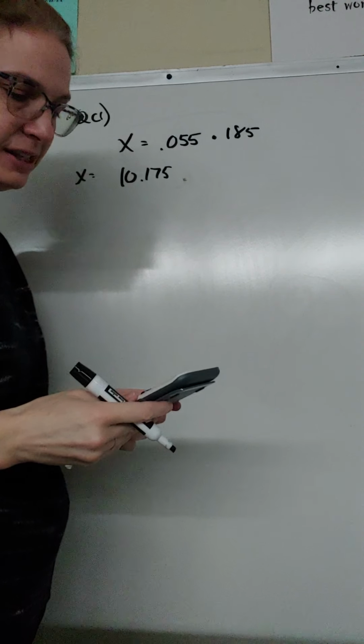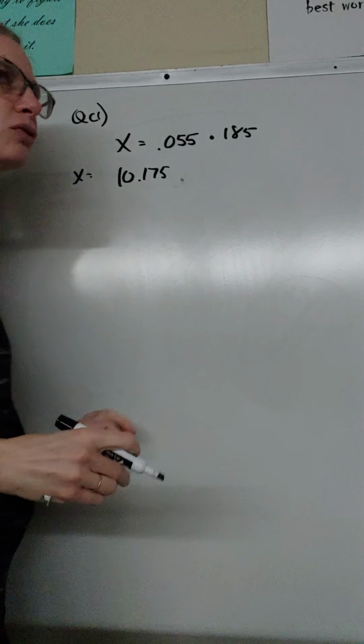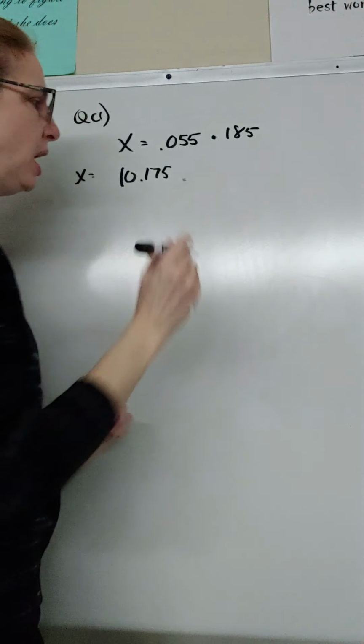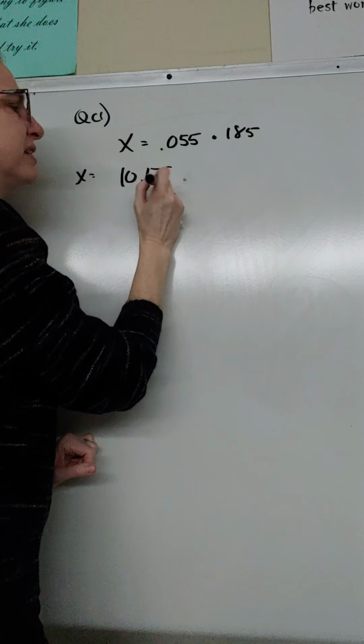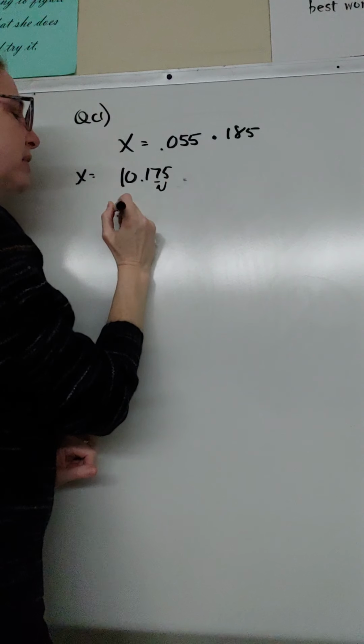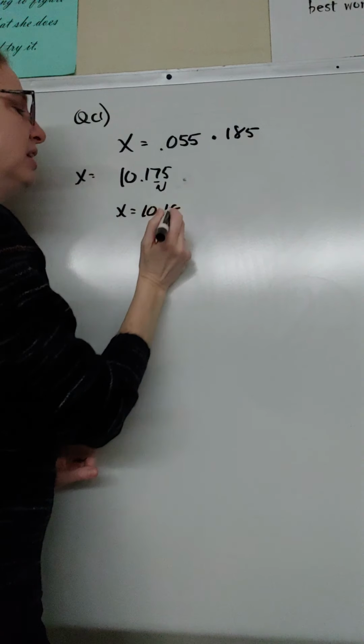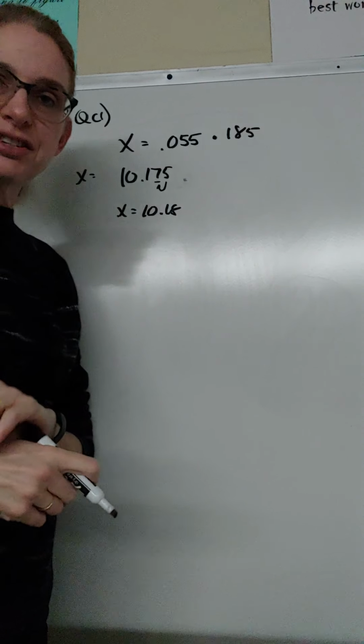Okay, now this is money, so I can't move it like this. And some of you are still really struggling with this rounding. Here's my money. It has to be 2 decimal places. So is the 5 big enough to make that round up? Yes, it is. So really, $10.18.